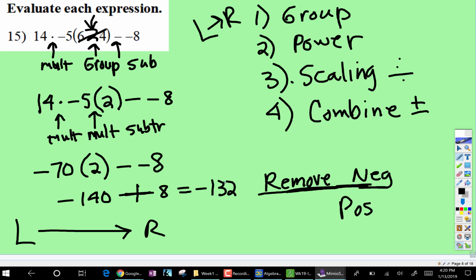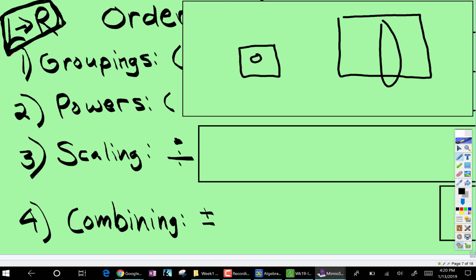So this is just a simplistic example of how to perform order of operations without using PEMDAS. All right, that's it.